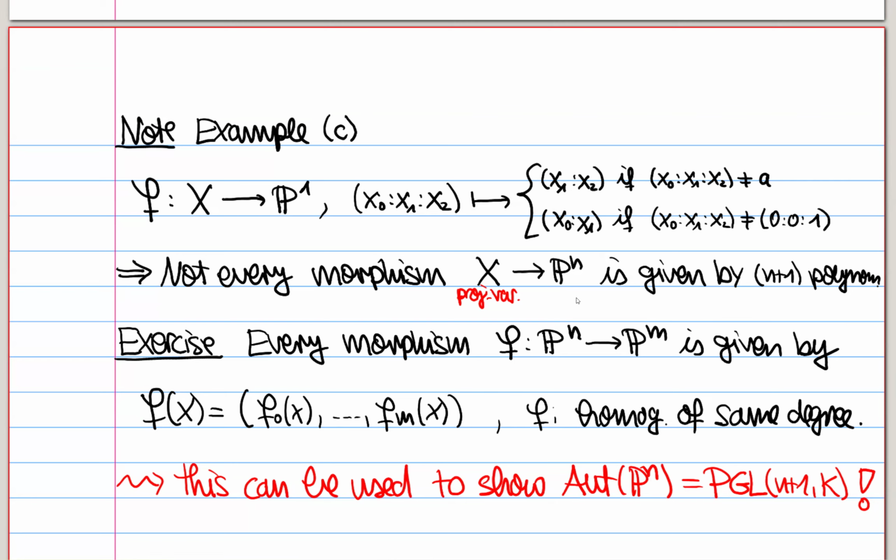However, it is true that when you specify that domain and target should be full projective spaces, so Pn mapping to Pm, then every morphism like this is given by m+1 homogeneous polynomials of the same degree. And as an extra exercise, once you have proven this, it can be used to show the claim that we had before, that the automorphism group of Pn is equal to PGL(n+1, k). Okay, but that is really everything for this video.